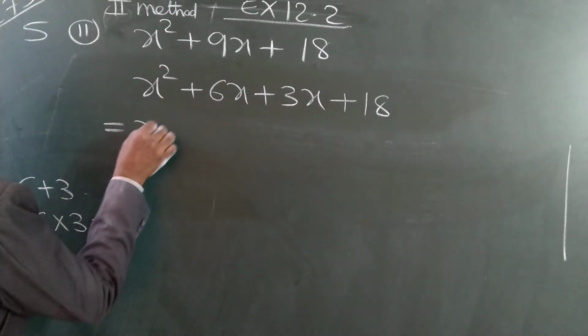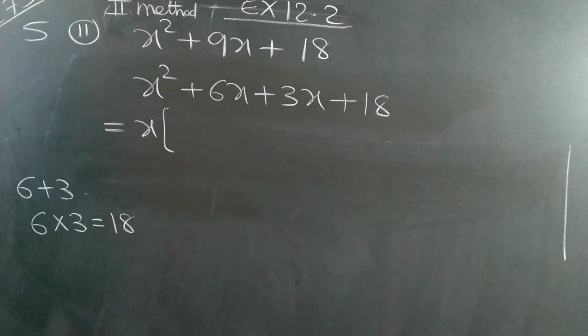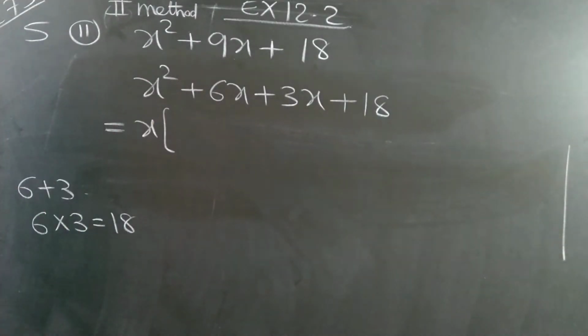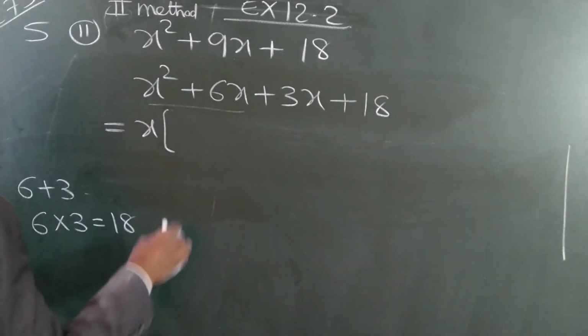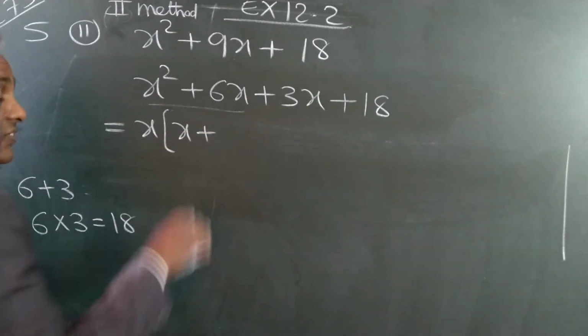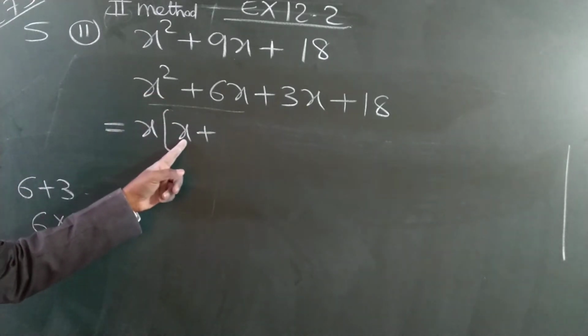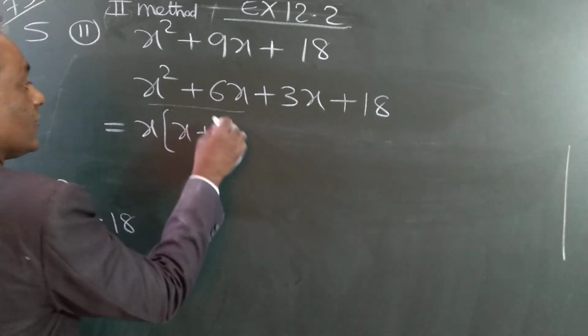In the first two terms, x is common. First two terms only. Another x remains. x is common, 6 remains.